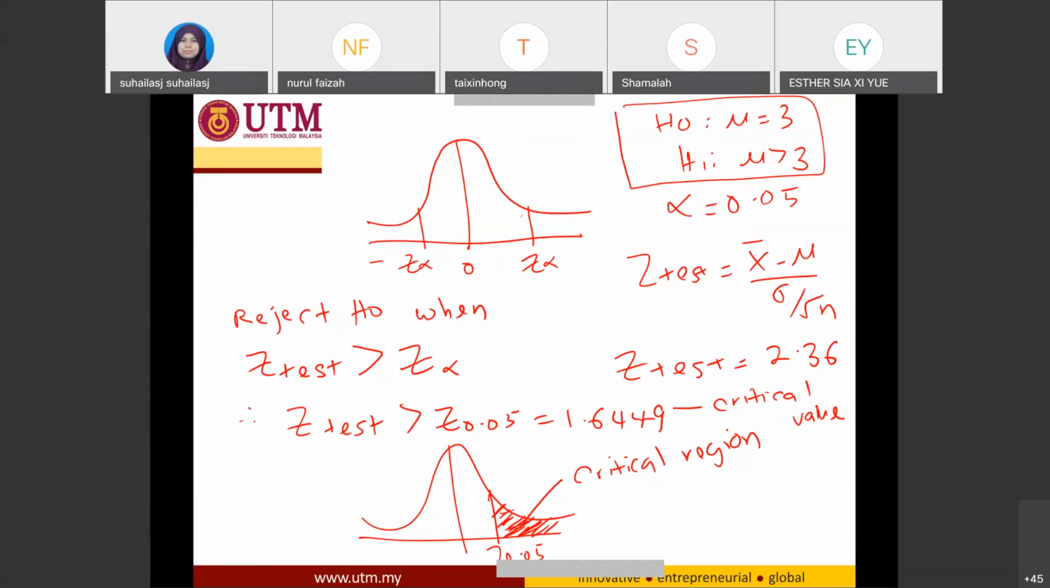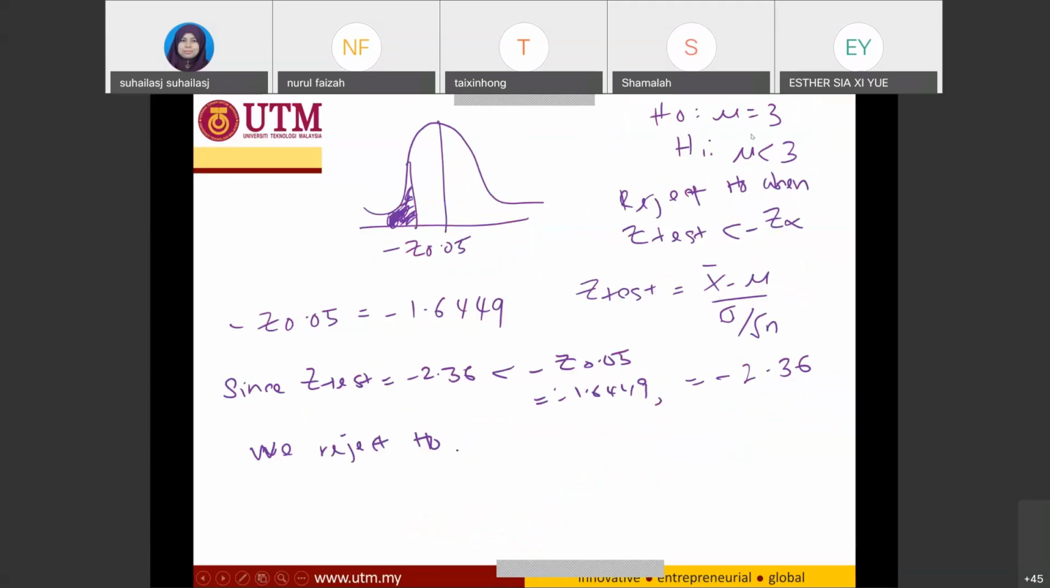If you again have one-sided but your alternative is less than, the decision rule is to reject H naught when Z test is less than minus Z alpha. For example, this is your test statistic, and let's say we have minus 2.36. Minus Z alpha is over here, so this is your rejection region. Since our Z test is less than that, again we reject our null hypothesis.